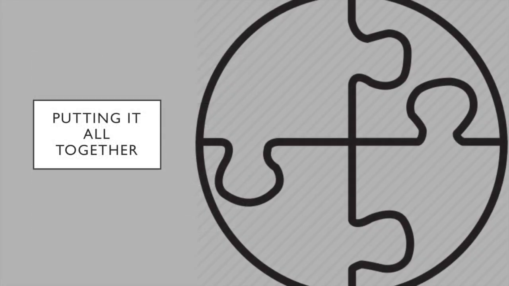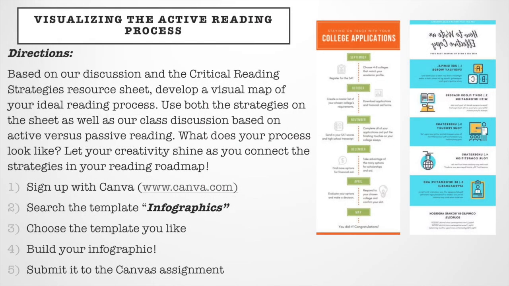All right, you made it through the reading strategies. Now let's do a couple of activities that pull it all together for us. In the first activity, you're going to be digitally creating an infographic of your ideal reading process. Based on our discussion and the Critical Reading Strategies resource sheet, develop a visual map of your ideal reading process. Use both the strategies on the sheet as well as our discussion in this video. What does your process look like? Let your creativity shine as you connect the strategies in your reading roadmap.